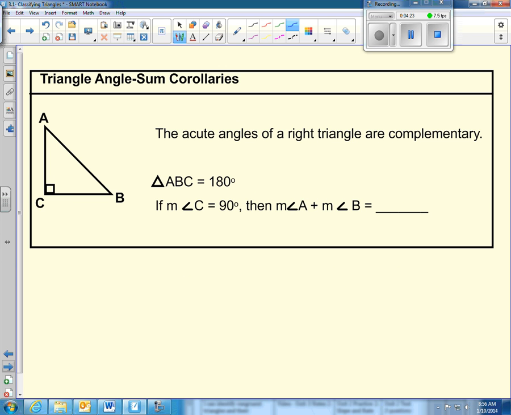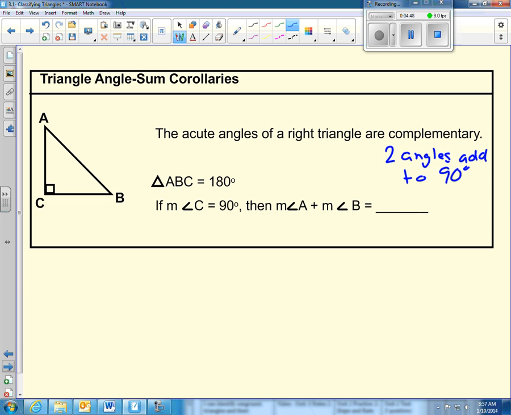Triangle sum corollaries. Here's another one of those theorems that we're going to look at. It says the acute angles of a right triangle are complementary. Remember, complementary is 2 angles that add up, not equals, let's say that again, that add up to 90 degrees. Remember, it's not 2 90-degree angles, it's 2 angles that make 90 degrees.